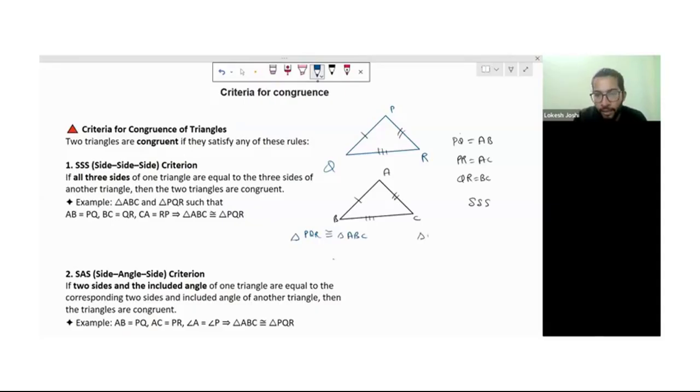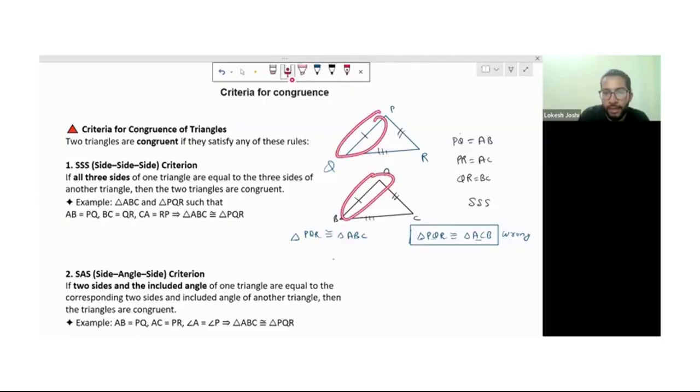But there is one condition in which we can write this specifically. If I write triangle PQR is congruent to triangle ACB, then we know two triangles are congruent, but this notation is wrong. We have to write the corresponding parts. Suppose P is written there, then PQ is equal to AC, but PQ is equal to AB here, so we cannot write like that. We have to follow the same order: P, then Q, then R, which is PQR is congruent to ABC. This is known as corresponding parts.